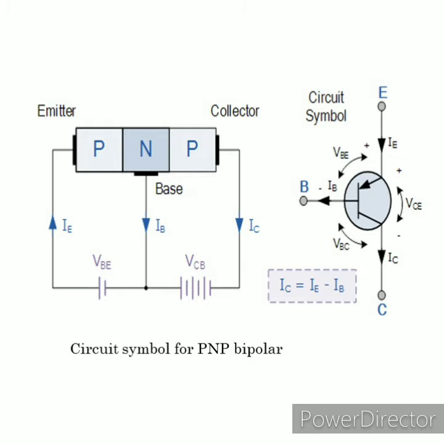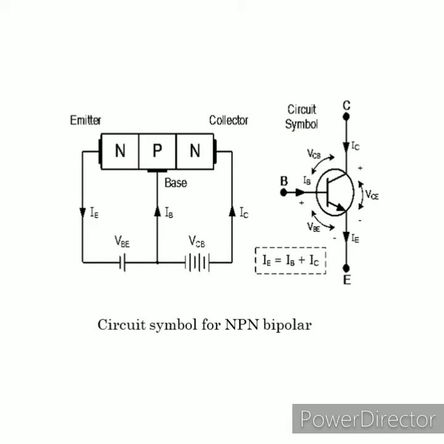This is a PNP transistor configuration. The arrow defines the emitter and conventional current flow in for a PNP transistor. The arrow in the circuit symbol always shows the direction of conventional current flow between the base terminal and its emitter terminal. This is a bipolar NPN transistor configuration. The arrow defines the emitter and conventional current flow out for a bipolar NPN transistor.